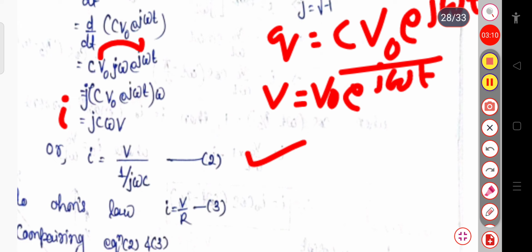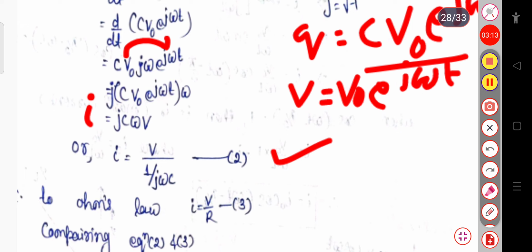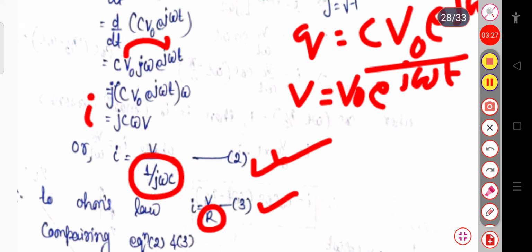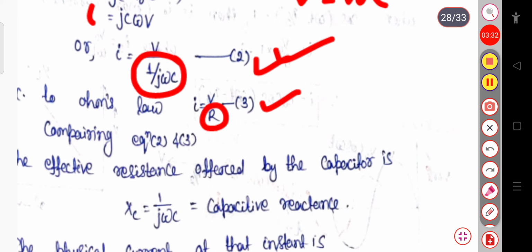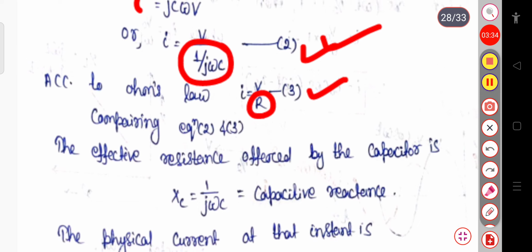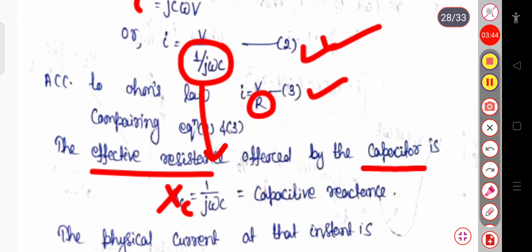Now we know from Ohm's law that the current flowing through a circuit is equal to V by R, where R is the resistance. If I compare equation 2 with equation 3, I equal to V divided by this part, which is the resistance. But since the circuit contains the capacitance only, this is known as the effective resistance or the capacitive reactance. So the effective resistance offered by the capacitor is X subscript C, equal to 1 by j omega C, and that is known as capacitive reactance.